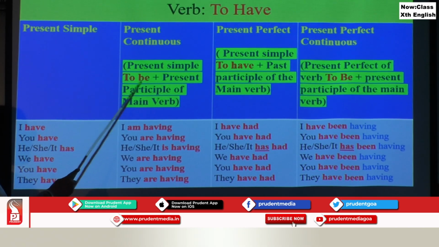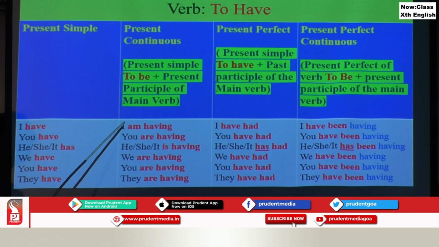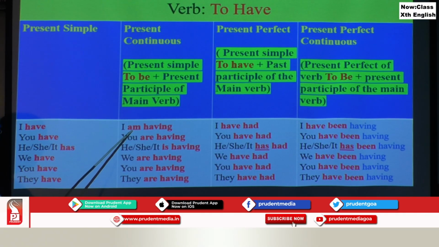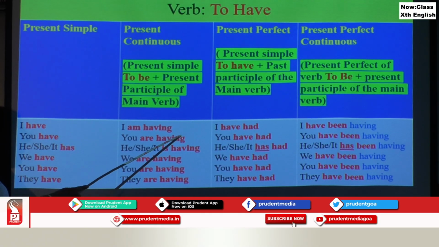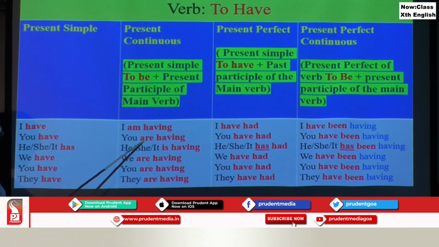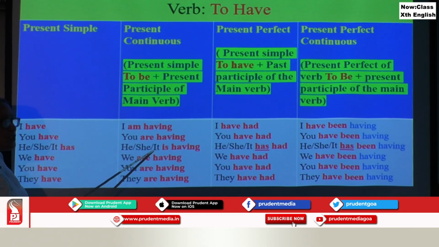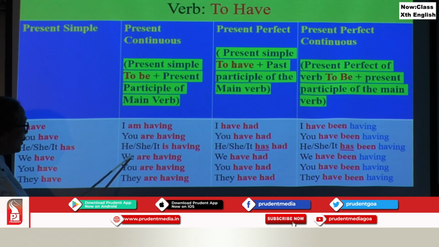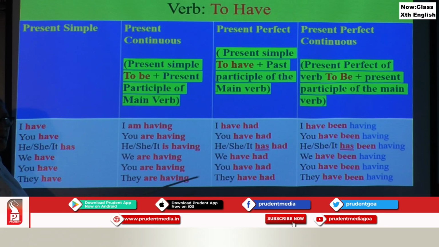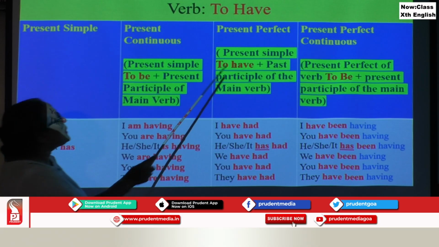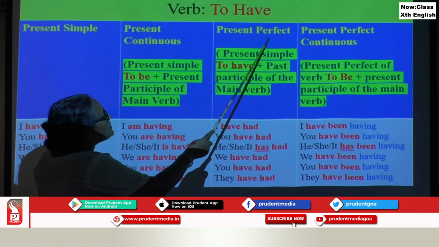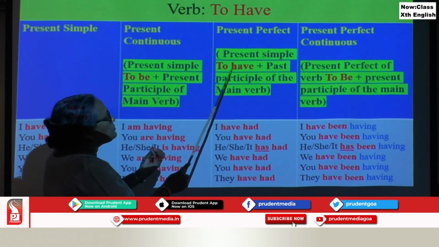And in the case of future, future continuous will be future simple of verb to be. Future simple of verb to be is I shall be having, you will be having, he, she, it will be having, we shall be having, you will be having, they will be having.